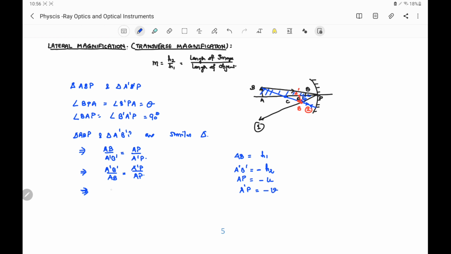Substituting the values, we will have minus h2 by h1 equal to minus v by minus u. Hence, finally we can write that m, which is the magnification, h2 by h1, is equal to minus v by u. So this is the lateral magnification or the transverse magnification. And this formula is also valid for other situations and for the convex mirror.